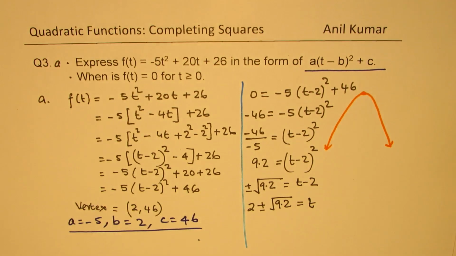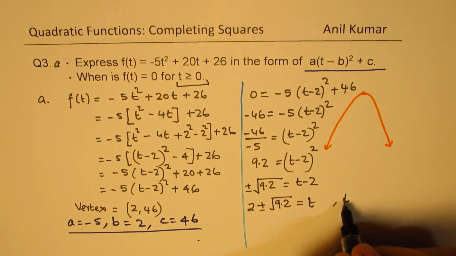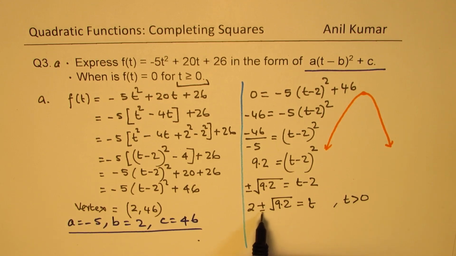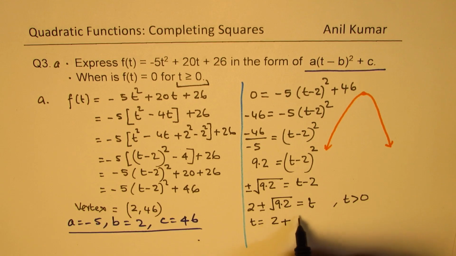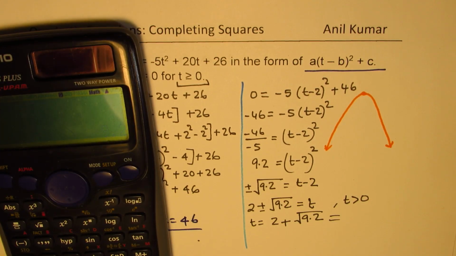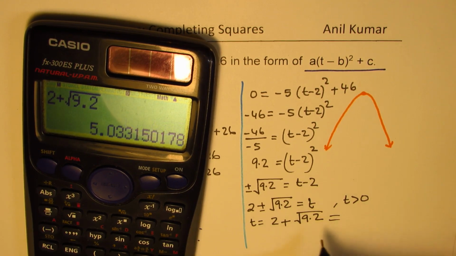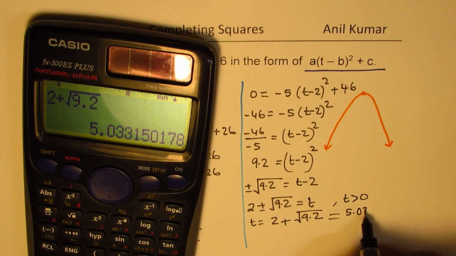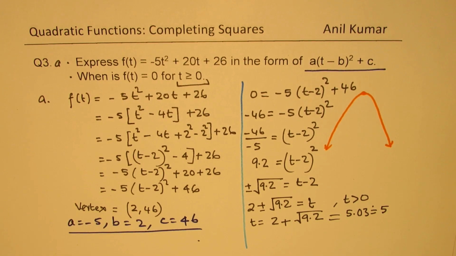Now what we are also given here is that t is greater than 0, right? So if t is greater than 0, we are not looking into the minus side. So we say t is equal to 2 plus the square root of 9.2, correct? So let's figure this out. We have 2 plus the square root of 9.2, which is equal to, in decimals, 5.03, or you can say approximately 5, correct? So the value of t is 5.